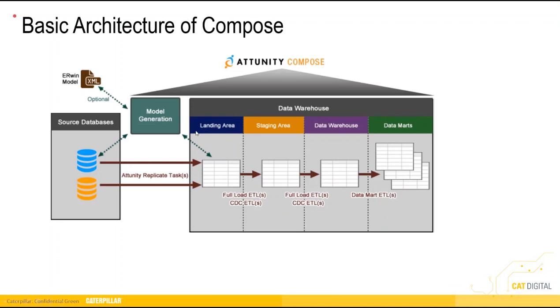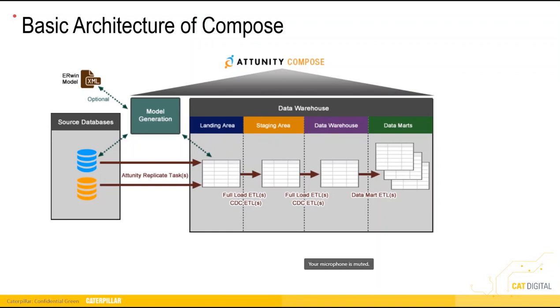This is the basic architecture when you open Compose. The first thing we need is a source, the landing database. We have a source database. We have to create the source database, and it also creates the data warehouse database. We have to create 2 database connections before starting any project. Then for model generation there are multiple options. You can use an Erwin model, or you can use the out of the box tool and create the model itself in Compose.